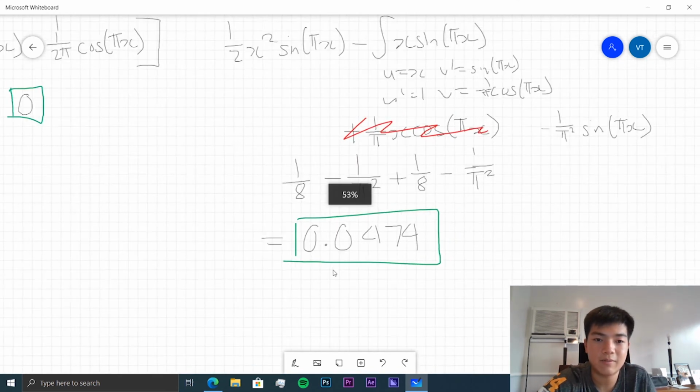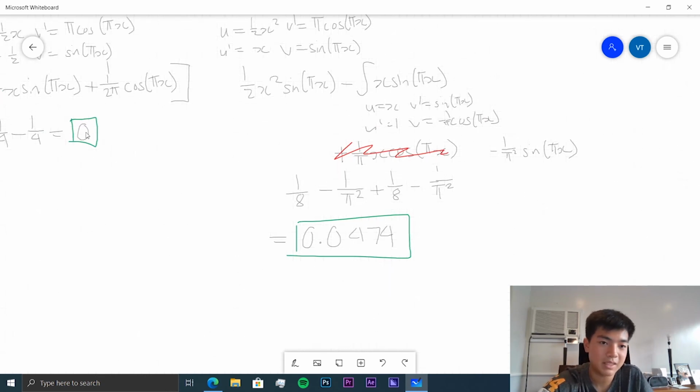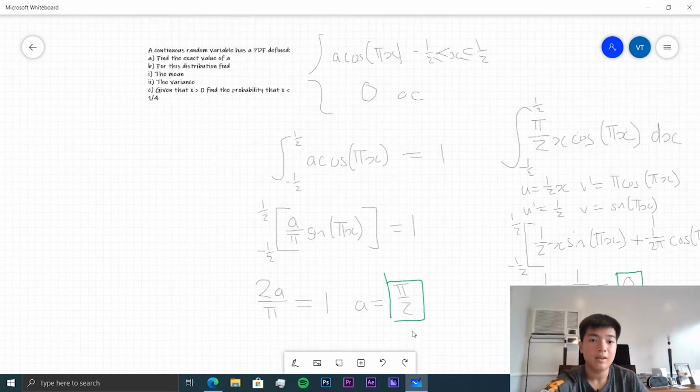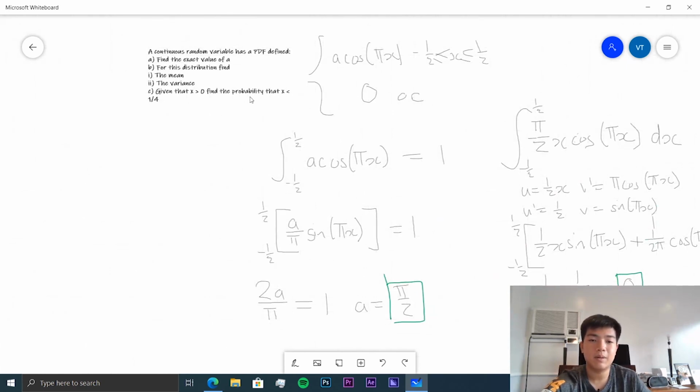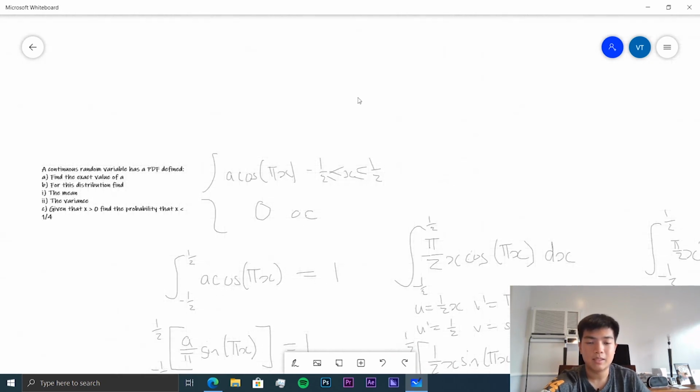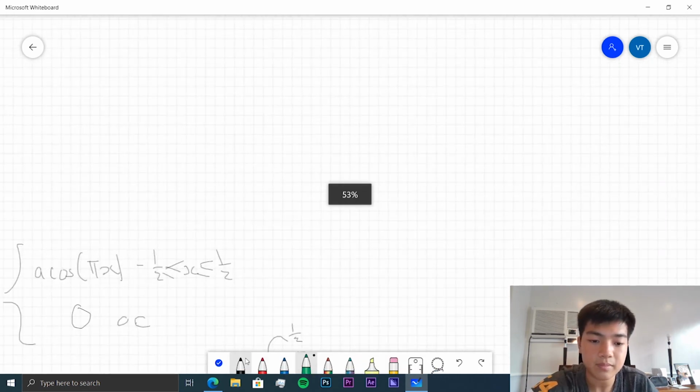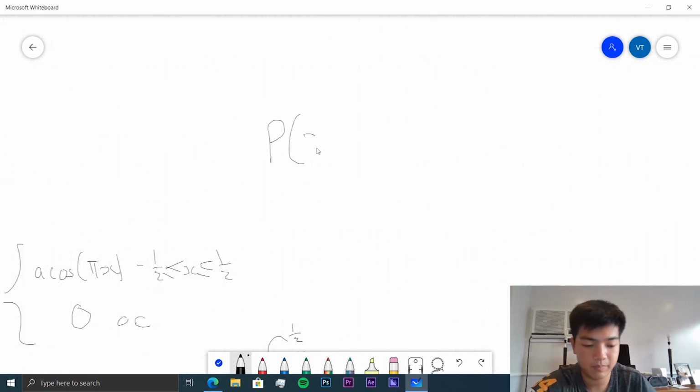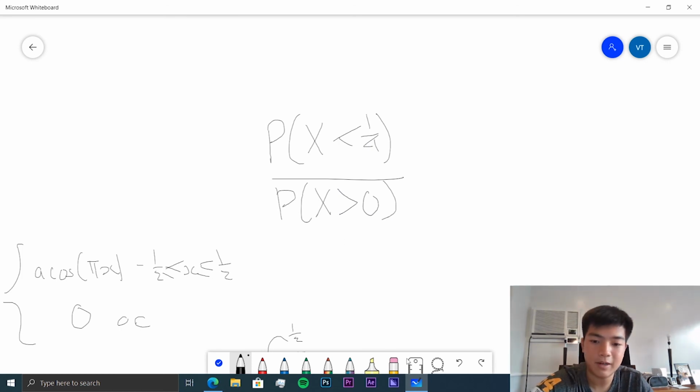And of course, this is the variance because we should be subtracting the mean squared, but since the mean is 0, this is the variance already. Finally, given that x is greater than 0, find the probability that x is less than 1/4. So we need to find the probability that this variable is less than 1/4, divided by the probability that this variable is greater than 0. The probability that the variable is greater than 0 is, I'm pretty sure, just 1/2 or 0.5, since cosine is an even function. So this should be 0.5.